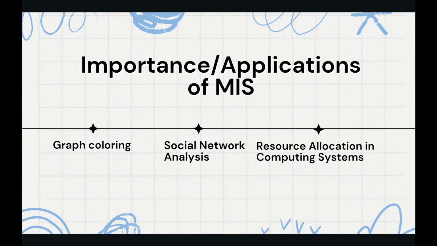Another application is social network analysis. In social networks, nodes represent individuals and edges represent relationships or interactions. Identifying a maximum independent set helps in finding a set of individuals who are not directly connected but still have significant influence or independence in the network.